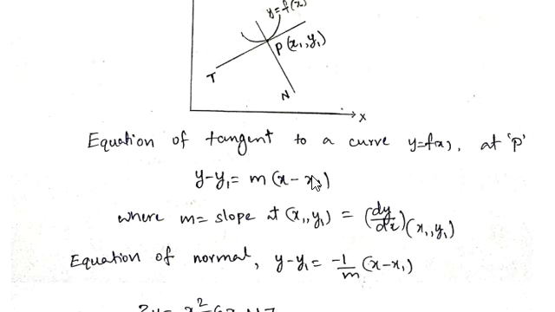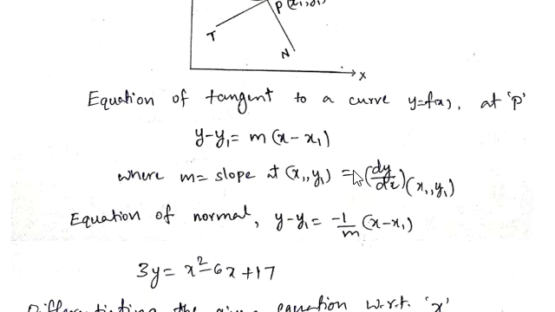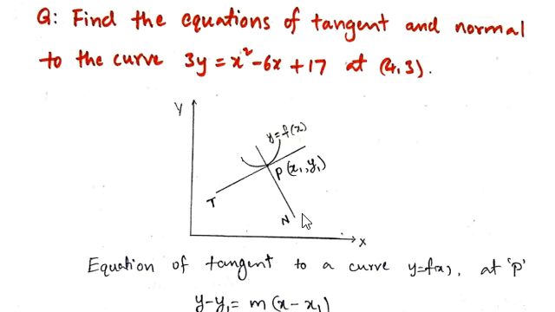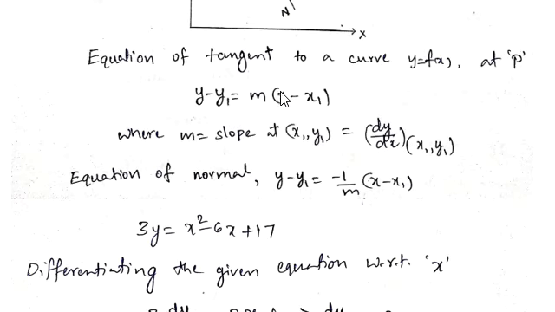From this introduction we get to know that to find the equations we require the slope m, and m is nothing but dy by dx, found at (x1, y1). So we have to find dy by dx from the given equation. The given equation is 3y equals x squared minus 6x plus 17. To find dy by dx, we differentiate this equation with respect to x.